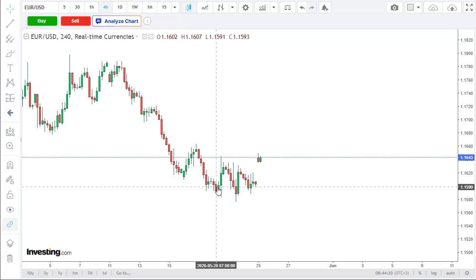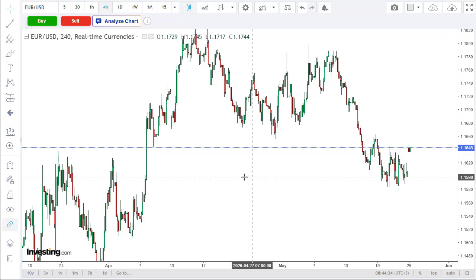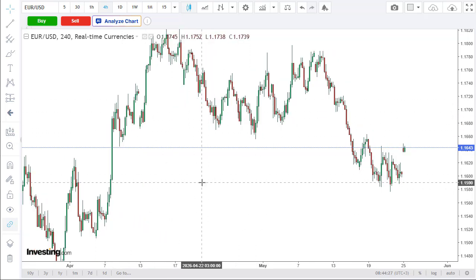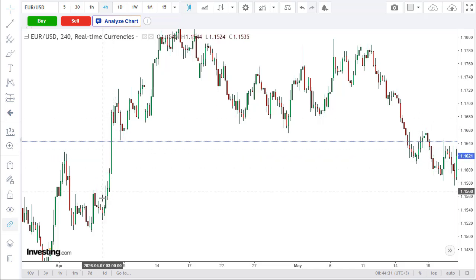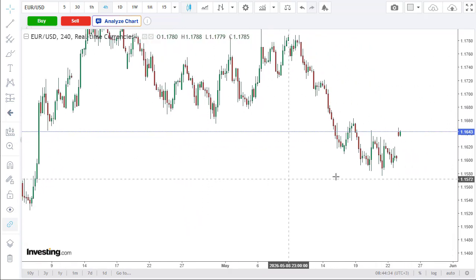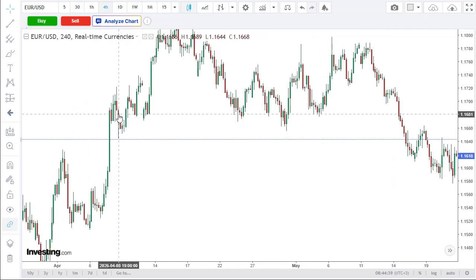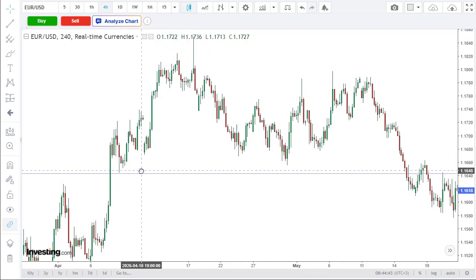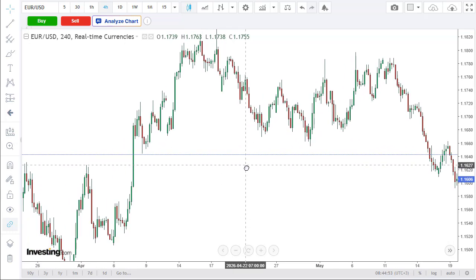Now let's compare this to another area. Let me find a good one. For example, here, this one. What do you see here? Compare the size of this candle, for example, in this regime with what happened inside here. We have larger candles, we have much faster moves, and we have aggressive reversals, for example, here. So it is the same pair, but completely different behavior, completely different regimes.